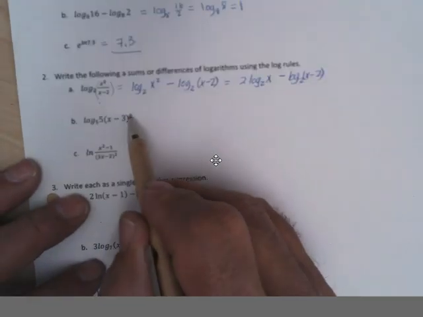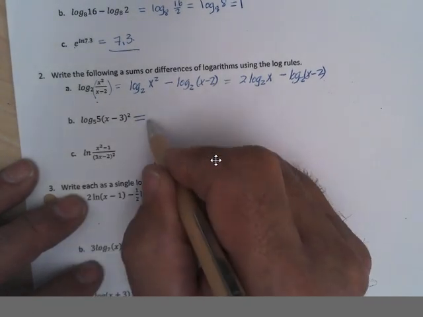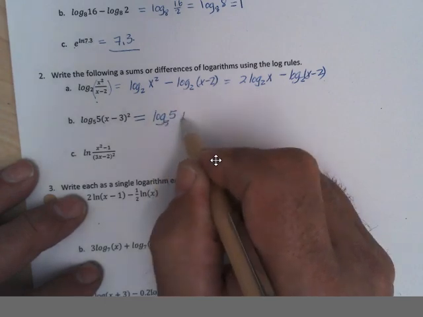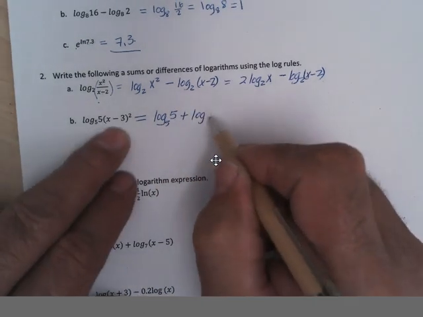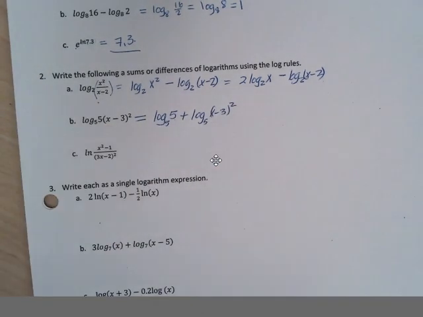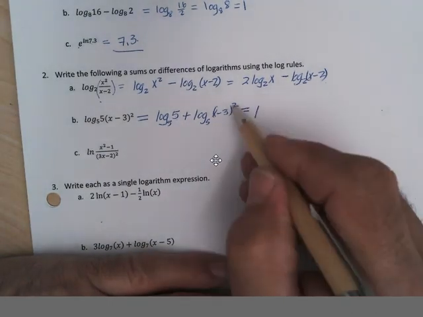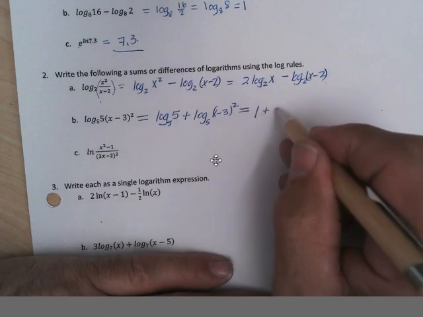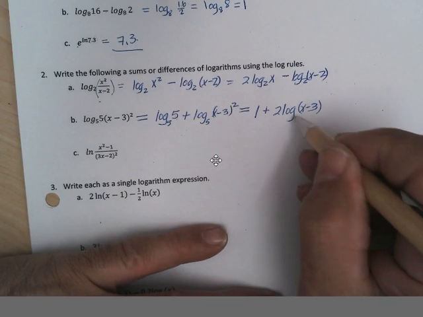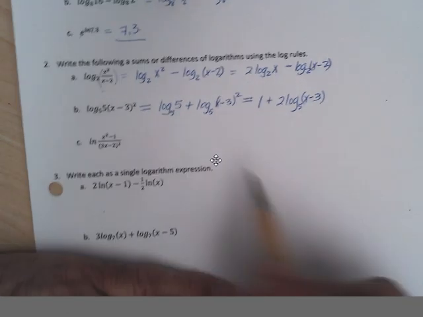This is multiplied. We can't bring this power down because it's not on both of these, so we have to first take care of this product. So this becomes log of 5 in base 5 plus the log of x minus 3 to the 2 in base 5. And the log base 5 of 5 is just 1. And this we can bring the power down, so it's going to be plus 2 log of x minus 3, base 5. And now we have it as broken down as much as possible.